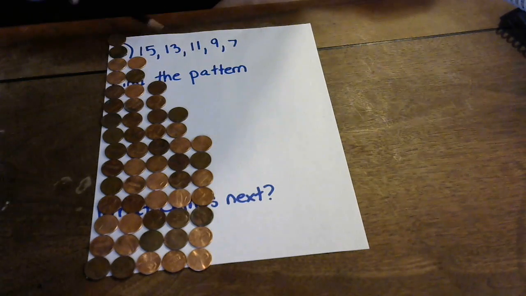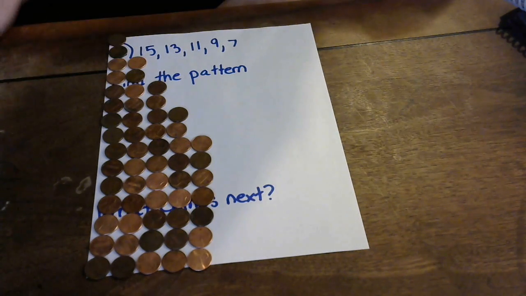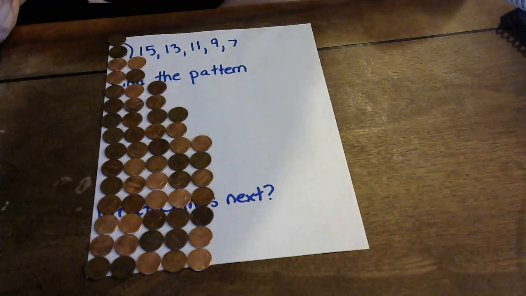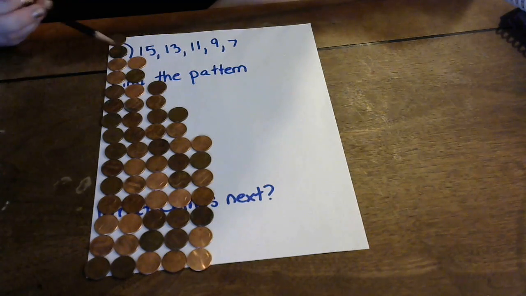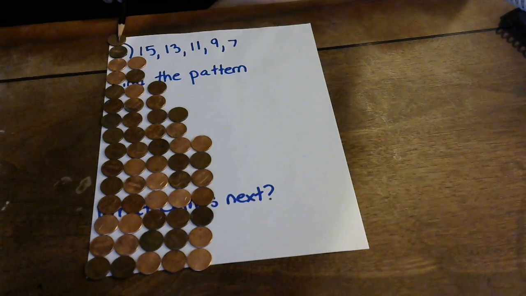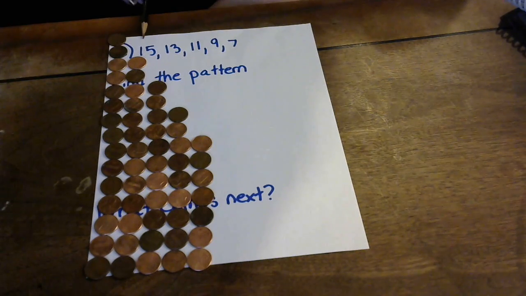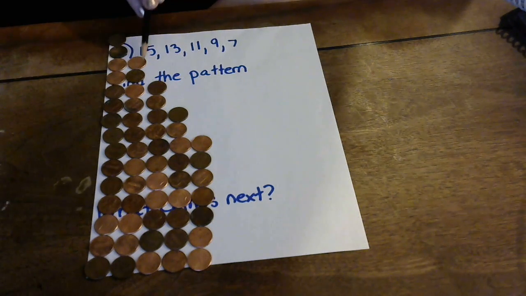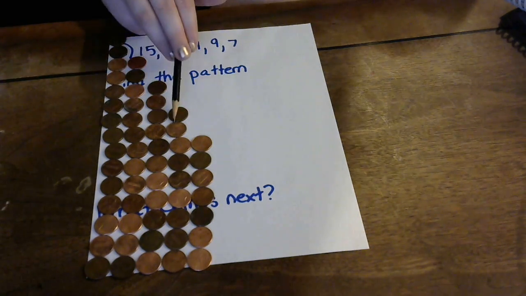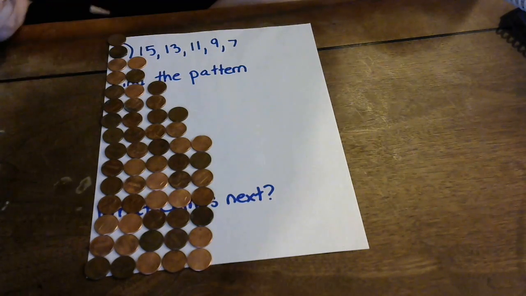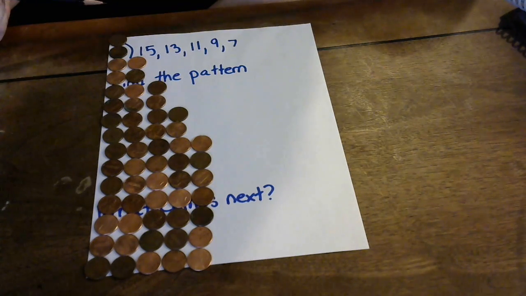So this time we see that it is decreasing as the pattern goes on, so we know it's going to be subtraction. So we have 2 more in this stack than we do in this stack. And the same goes for this stack, and this stack, this stack. So we can infer that this is minus 2 each time.